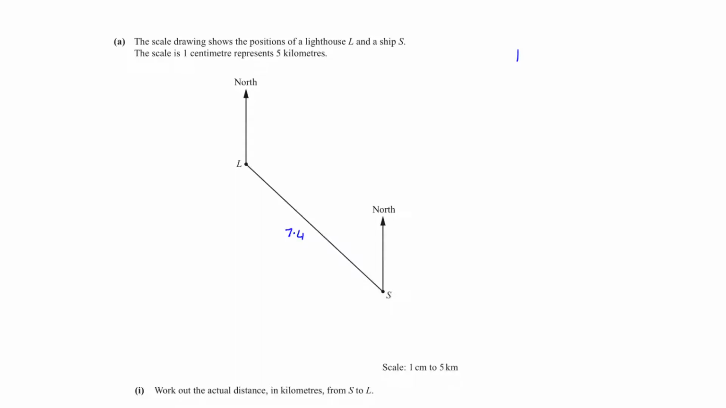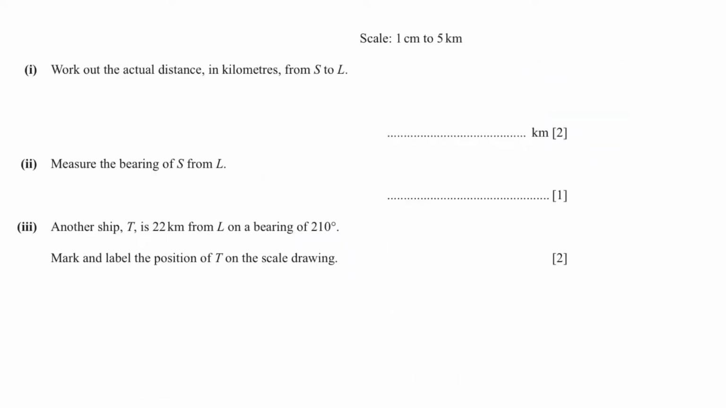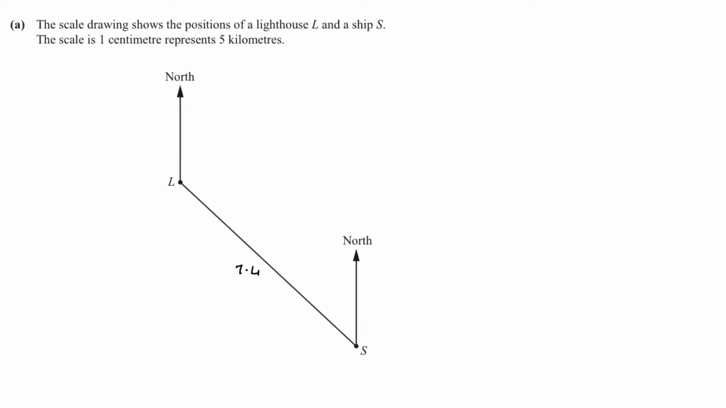The scale is 1 centimeter is equal to 5 kilometers. Therefore, 7.4 centimeters will equal how many kilometers? We cross multiply. 5 times 7.4 will give us 37. So the actual distance is 37 kilometers. In part 2, measure the bearing of S from L. So we have to find the bearing of S from L.